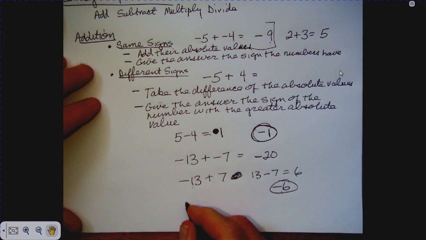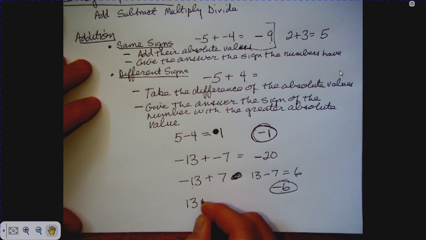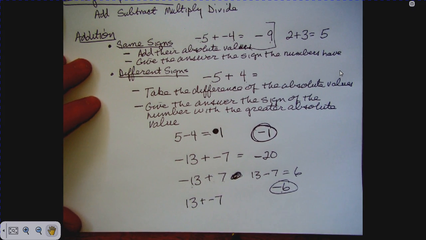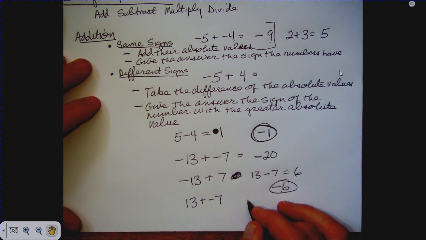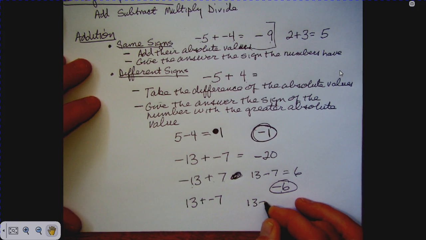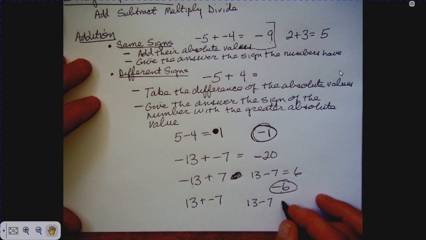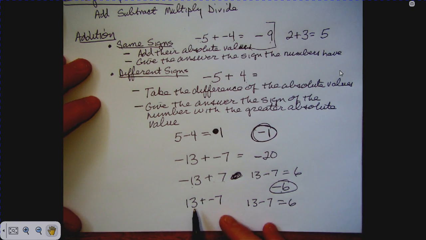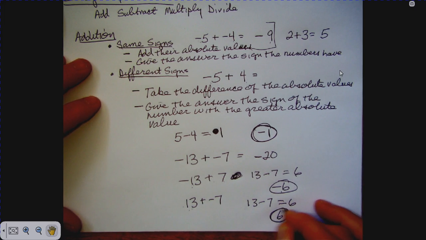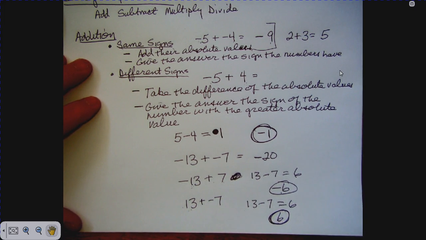Let's say I have 13 plus a negative 7. Well, different signs. I'm going to take the difference in the absolute values. So I take 13 minus 7, I get 6. I look at the two numbers, and 13 is bigger than 7, so it's positive 13, so my answer is a positive 6 there. So that's how it works.